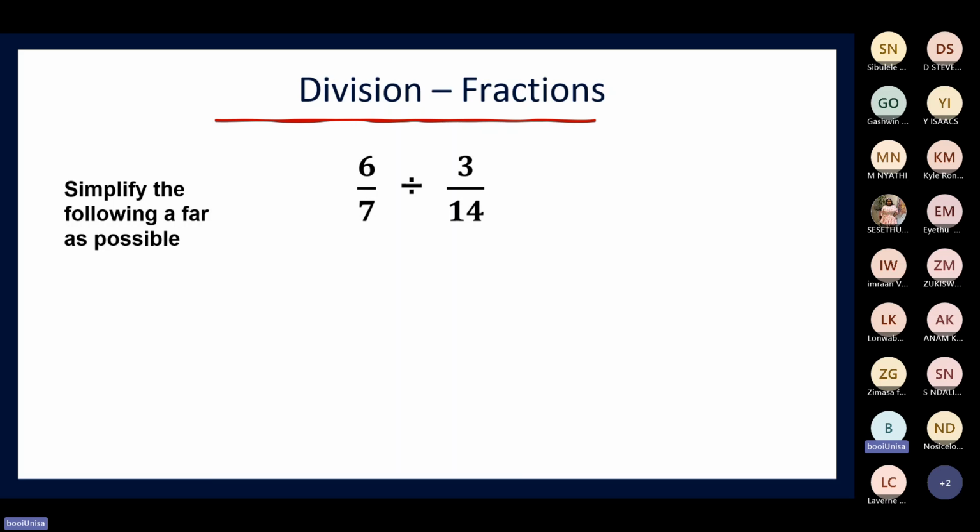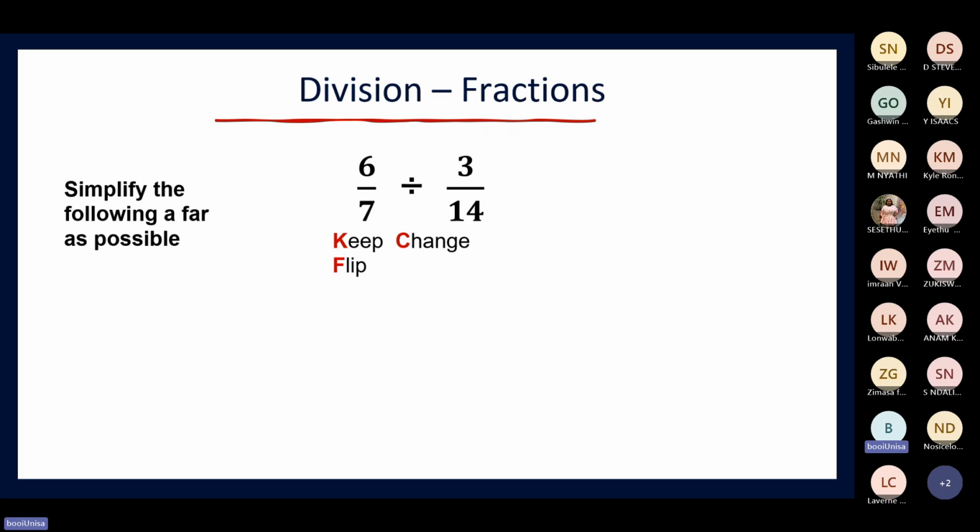So but we're not going to call it the KFC. We're just going to swap the F and the C, and we're going to call it the KCF. So it means we're going to keep the first fraction. We're going to change the sign to a multiplication, and then we're going to flip the second fraction. So the numerator becomes the denominator, the denominator becomes the numerator. That is our KCF.